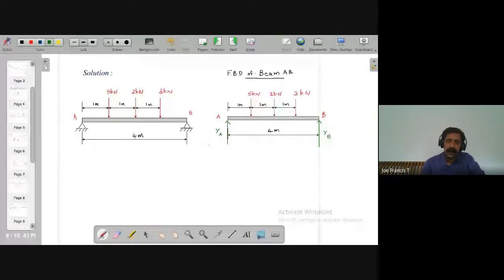Now you're asked to find values for YA and YB. So what do you do first? Here, whenever there is parallel forces, Varignon's theorem is always helpful to you. You can write Varignon's theorem or equations of equilibrium, sigma MA equal to 0. Suppose I take moments with respect to A. I write it as sigma MA equal to 0. How will you write this equation?